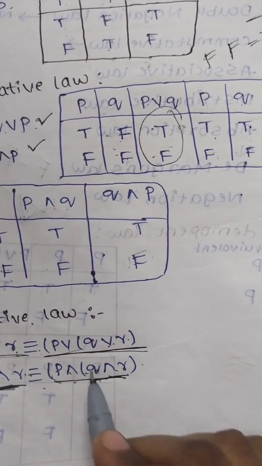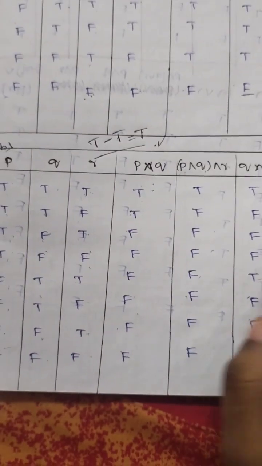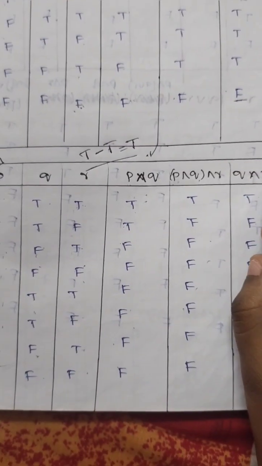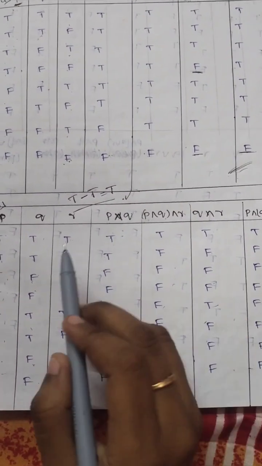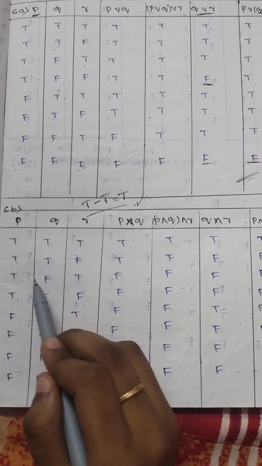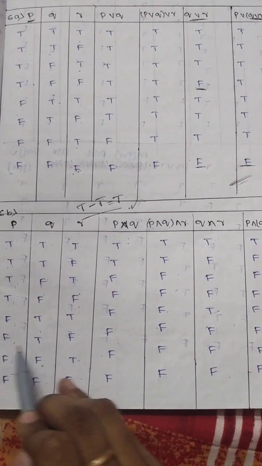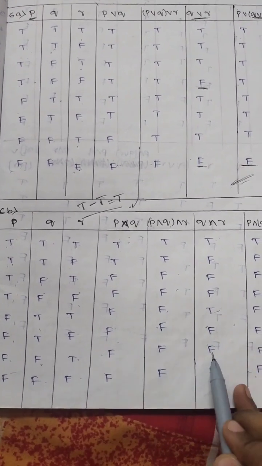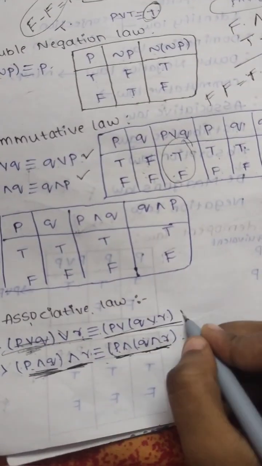Okay, next we have to do the whole condition. We got this Q and R, so we should do P and Q and R. So we have to do this condition. Okay, so P into Q and R means true true means true when AND operation. What is AND operation? When both are true, then only true, remaining all are false. Okay, completed. Associative law proved.